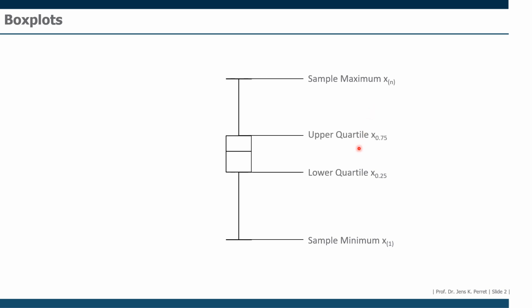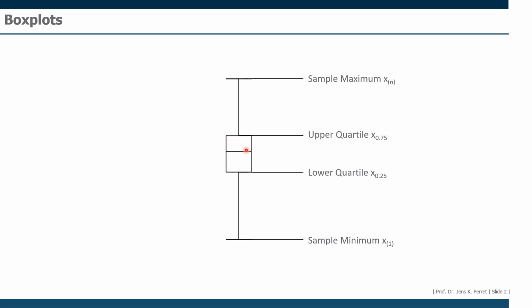The box is defined by the lower and upper quartile, which is just the first and third quartile, or in other words, the 25% percentile or quantile and the 75% percentile, quantile, however you want to call this. So this means that the lower antenna covers the smallest 25%, the upper antenna covers the largest 25%, and the box covers the middle 50%.